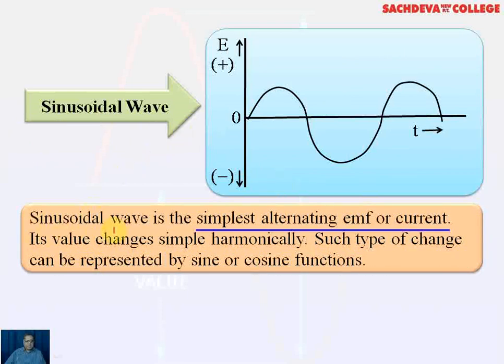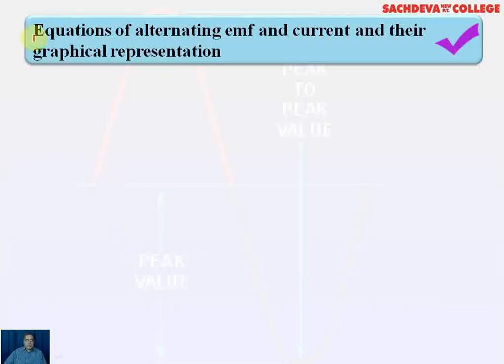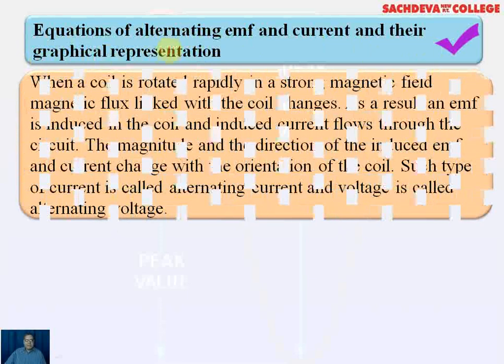The sinusoidal wave is the simplest alternating EMF or current. Its value changes simple harmonically, such that this type of change can be represented by a sine or a cosine function. A sine function will be in the form of crest and trough, and a cosine function also has crest and trough, but it starts from the crest, and then further we find the trough. Now, equations of the alternating EMF and alternating current and their graphical representation.